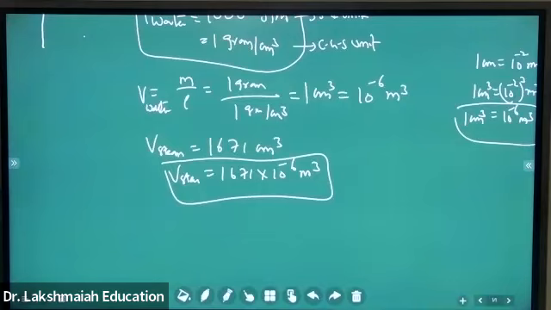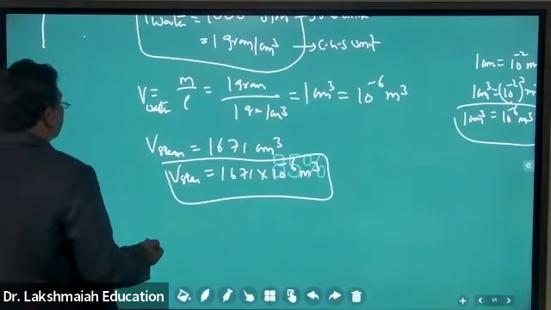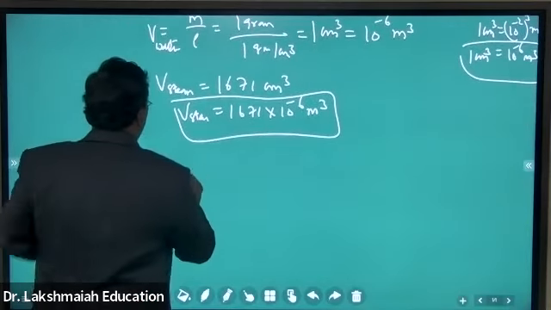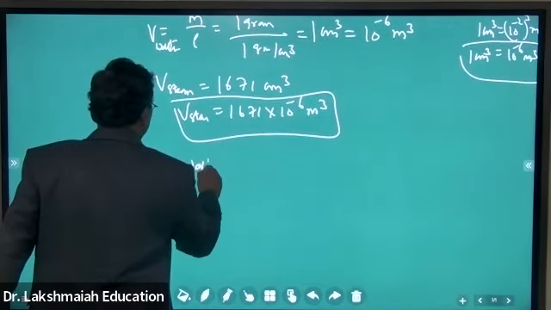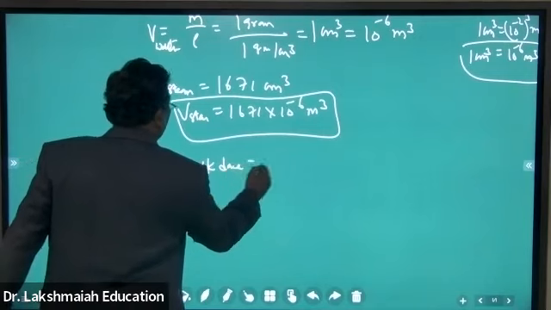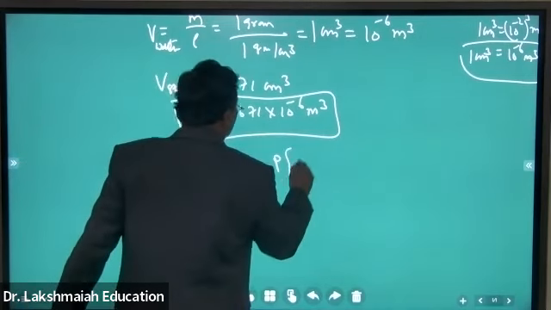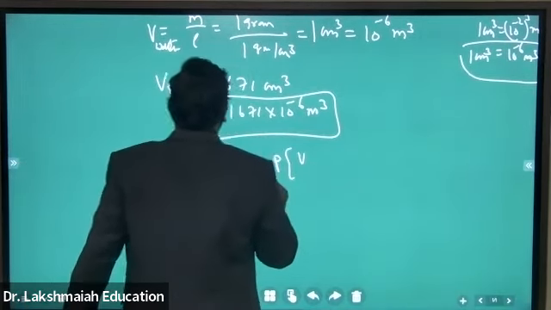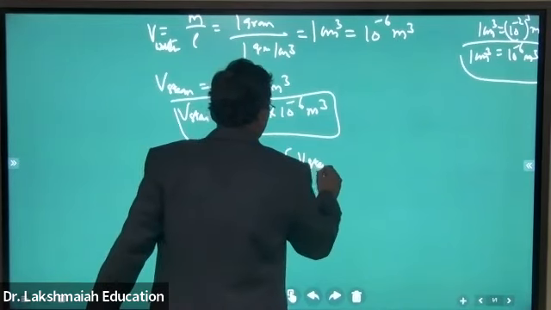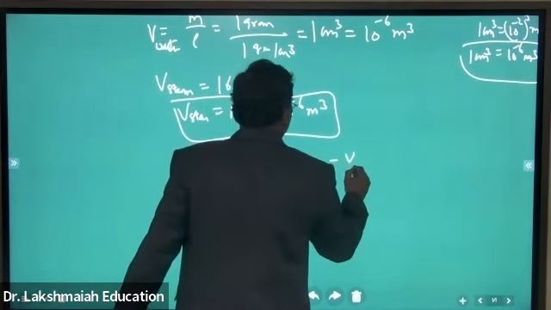Now, external work done you can find out. Work done is equal to constant pressure into V2 minus V1, where V2 means the volume of the steam and V1 is the volume of the water.